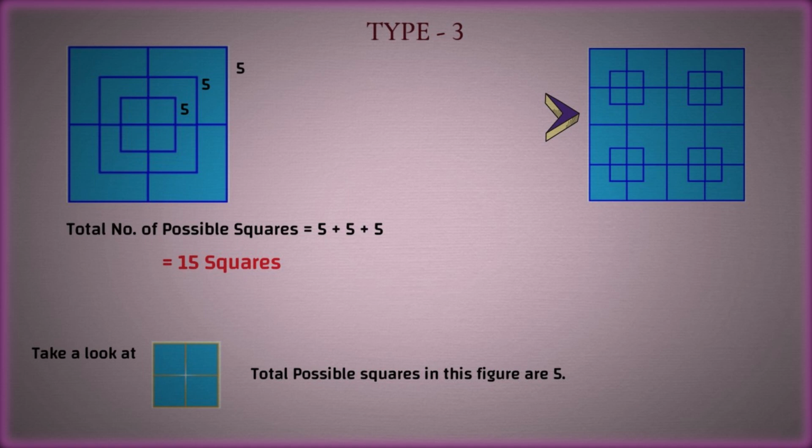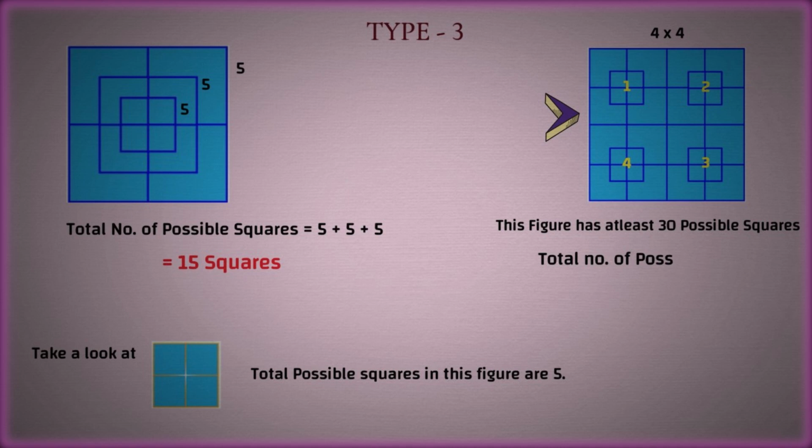If you look at the figure, this figure is a 4 by 4 square, and we already know how to calculate total number of squares in a figure where rows and columns are equal, and this figure will have at least 30 possible squares. Now if we observe carefully, there are 4 squares with plus inside them. As we already know, one square having a plus inside it will make 5 squares, and in this case we have 4 such squares. So total number of possible squares in this figure will be equal to 30 plus 4 times 5, which is equal to 50 squares in total. And that's our answer for this question.